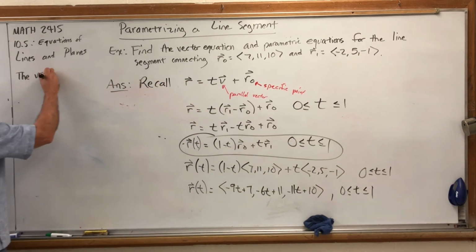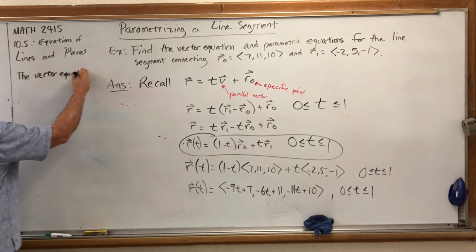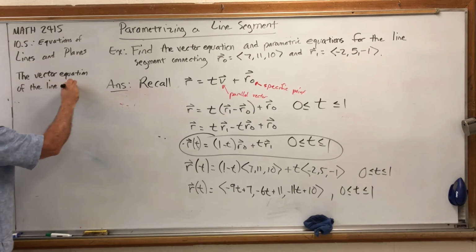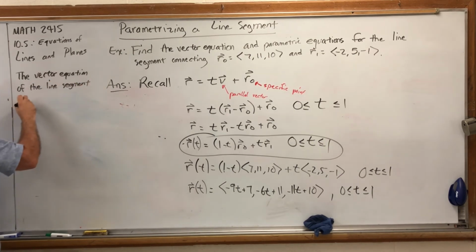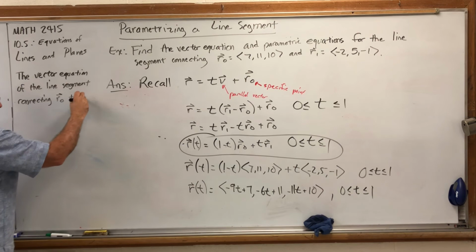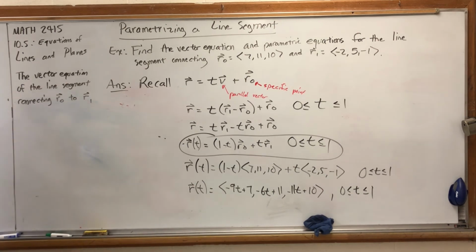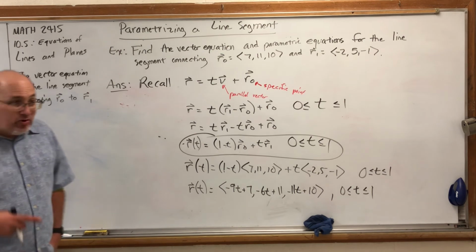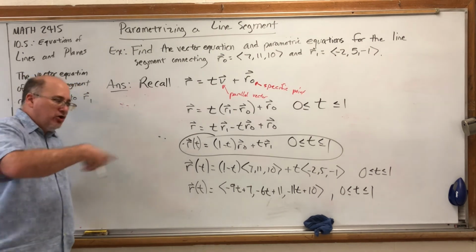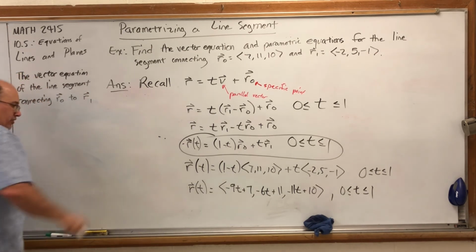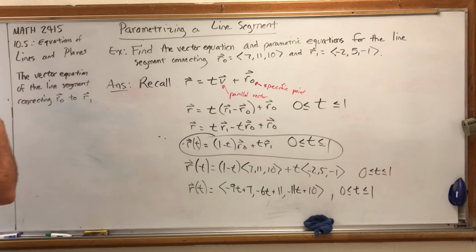The vector equation of the line segment connecting R0 to R1, and I'm kind of implying that it's connecting it in that order. We're not really talking about orientation of curves right now, but later when we do, the direction in which the curve travels, in this case by curve I mean a line, is called its orientation, and later on it does matter which way we orient a curve.